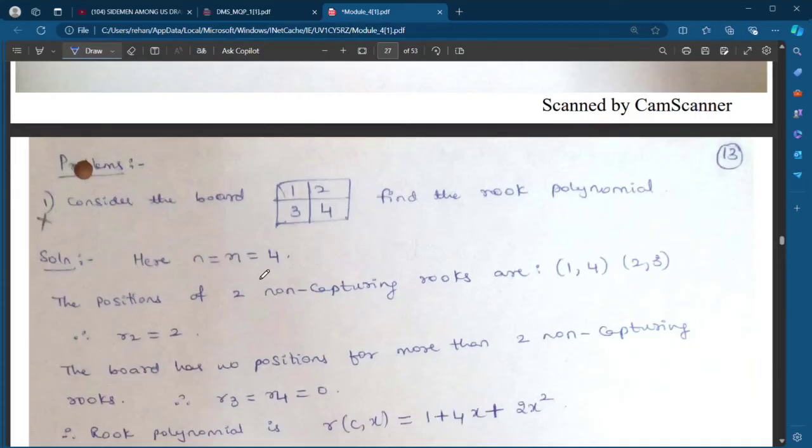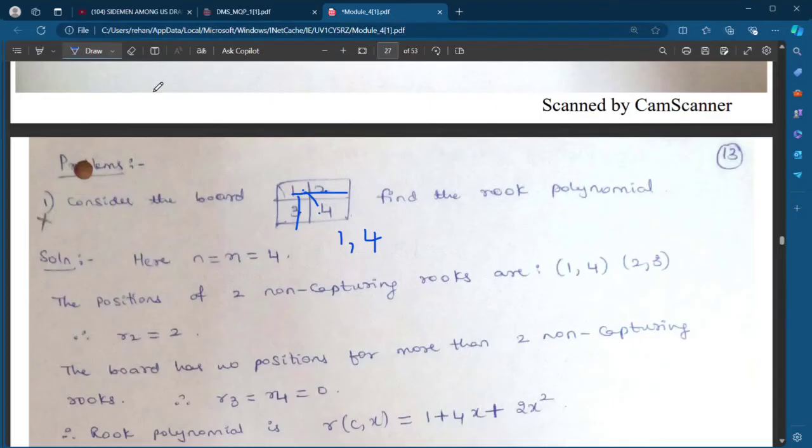I'll just go with this problem. Consider the board 1 2 3 4. Find the Rook polynomial. Here n is equal to r is equal to 4. Okay, the number of rooks 1 2 3 4, that is 4. The positions of two non-capturing rooks are (1,4) and (2,3), where r2 is equal to 2. Non-capturing rooks: I take 1, and then I have to place the remaining rook in such a way that it is not in that row and that column. So only 4 is there. Suppose I had 5, it would be (1,5) as well. Okay, understood, right?